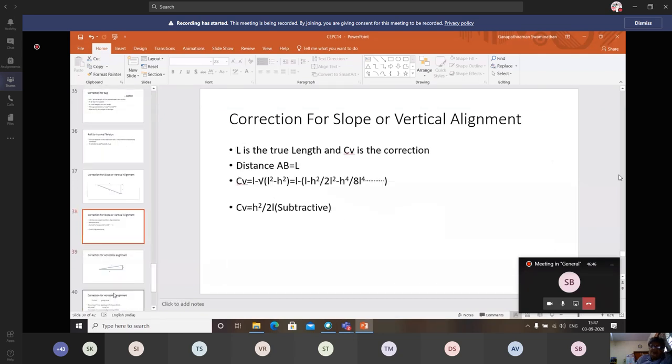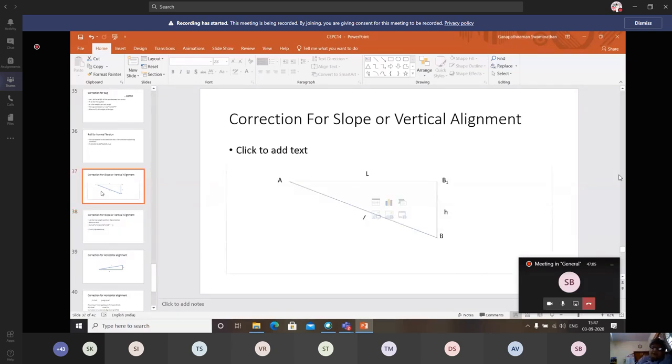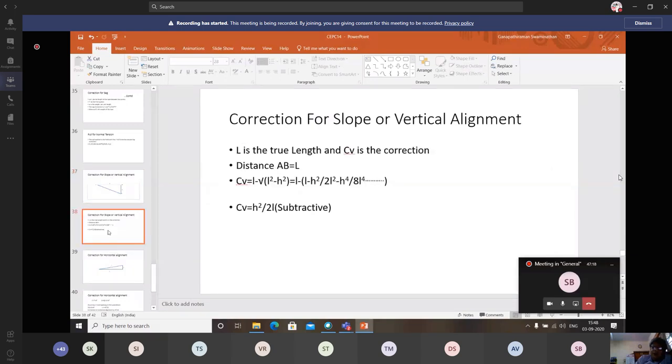We'll come to this. L is the true length and Cv is the correction for vertical alignment, so distance AB is equal to L. What is Cv? It is the same application of Pythagoras theorem: root of L square minus H square. So Cv is L minus root of L square minus H square.